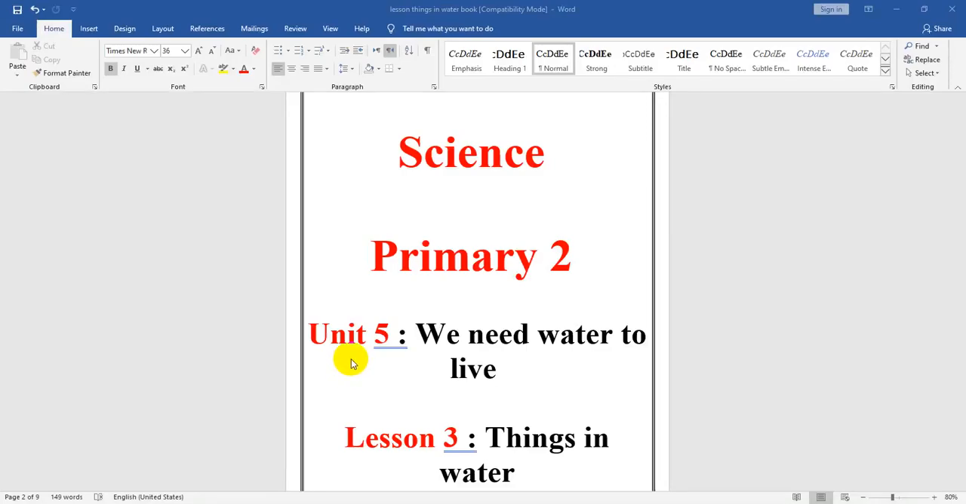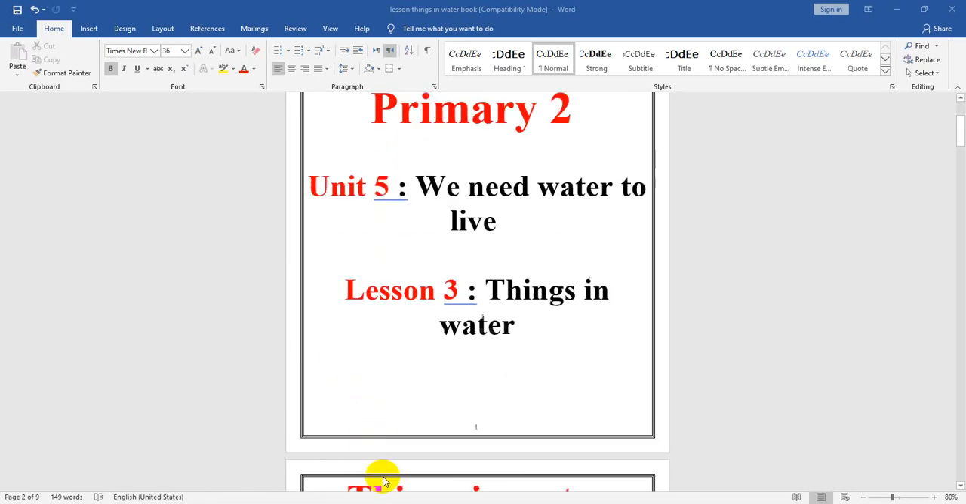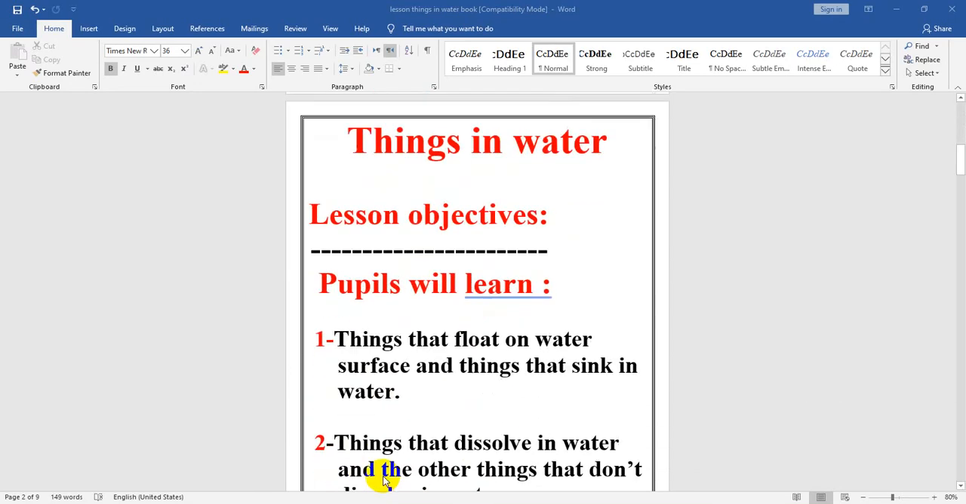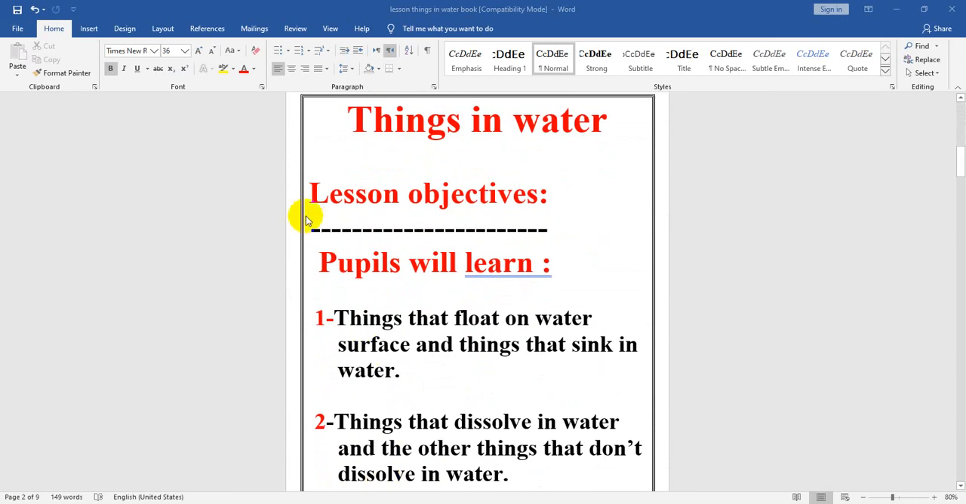We need water to live. Lesson 3. Things in water. Lesson objectives. Pupils will learn in this lesson. Number 1. Things that float on water surface and things that sink in water. Number 2. Things that dissolve in water and the other things that don't dissolve in water.